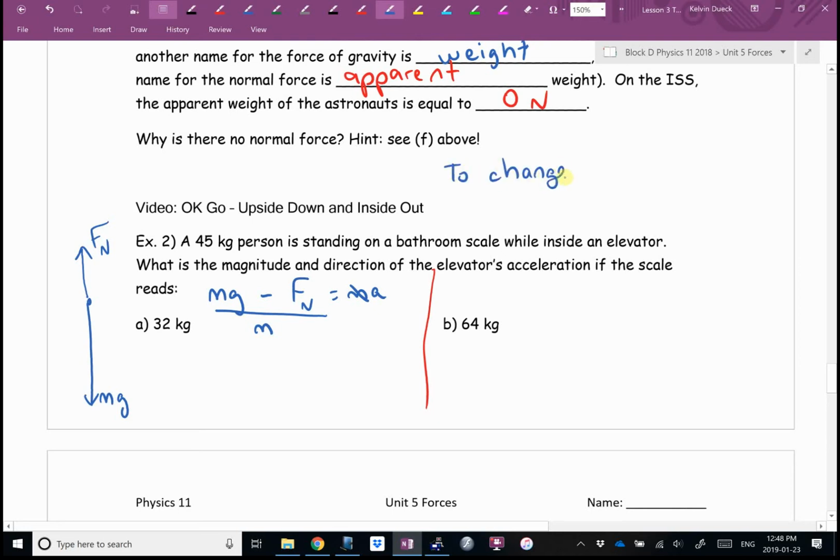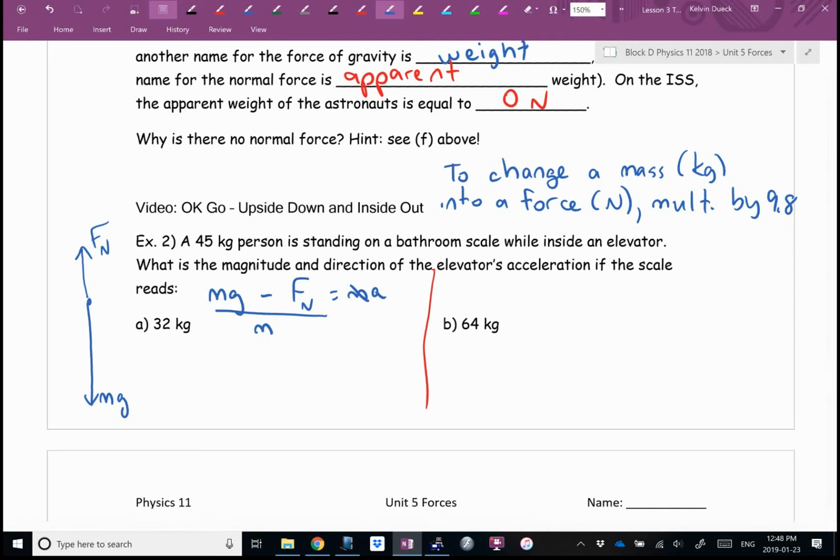To change a mass, kilograms, into a force in newtons, we multiply by 9.8. That's the conversion factor. That's really what your bathroom scale is doing when it gives you your mass in kilograms. It's dividing the normal force by 9.8. That's all it's doing. So to reverse it.